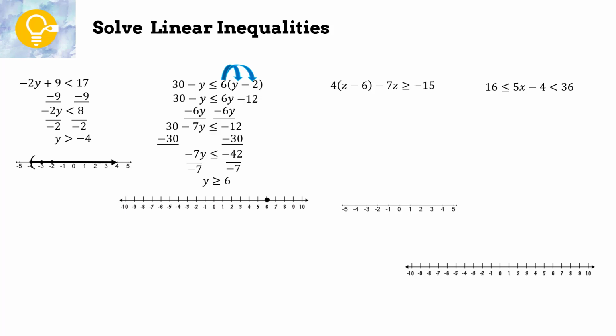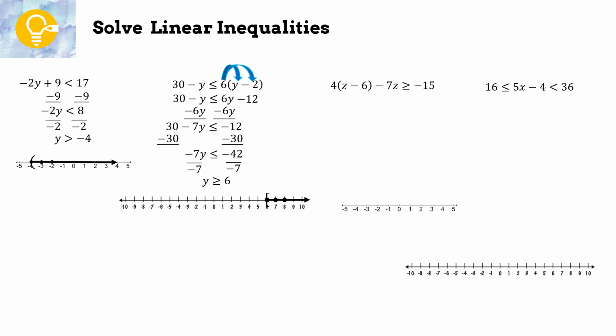Now I have to think of numbers that are bigger than 6. For instance, 7, 8, 9, 10. That means my solution set is going to go to positive infinity from 6. But what's happening at 6? I look at my inequality. It's greater than or equal to, so we're going to have a bracket.